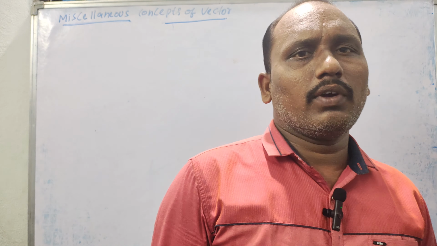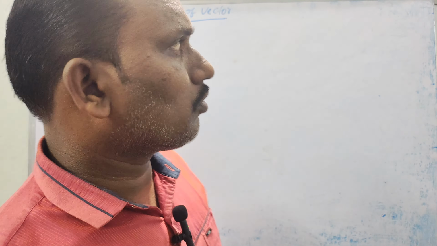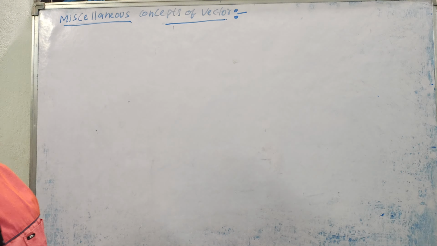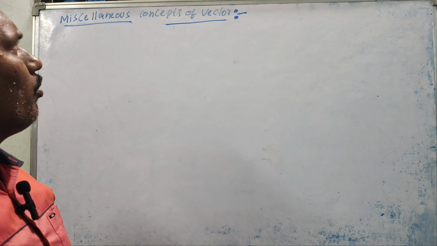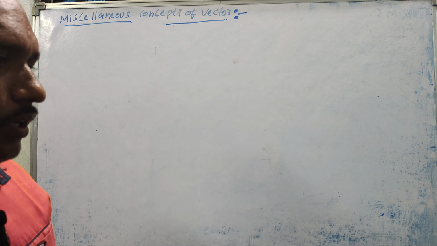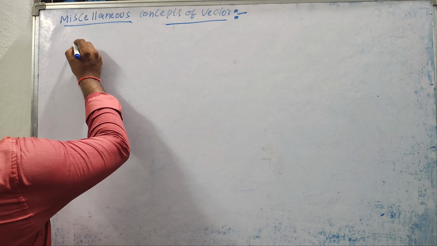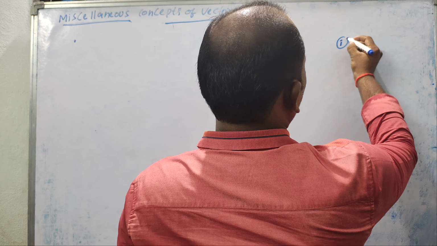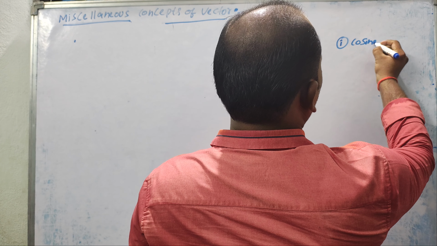Today we start with vector once again, part 4. Under that part 4 of vector, we are talking about miscellaneous concepts of vector. In that, the first one we have to see is cosine directions.